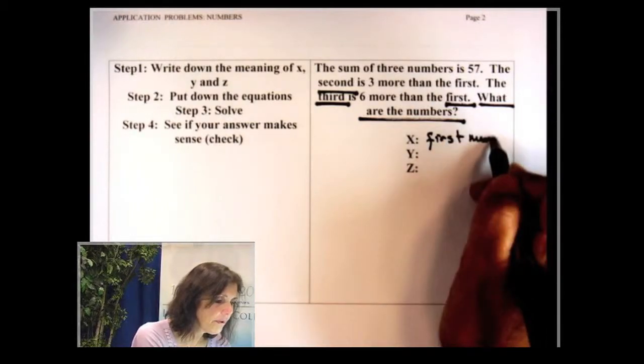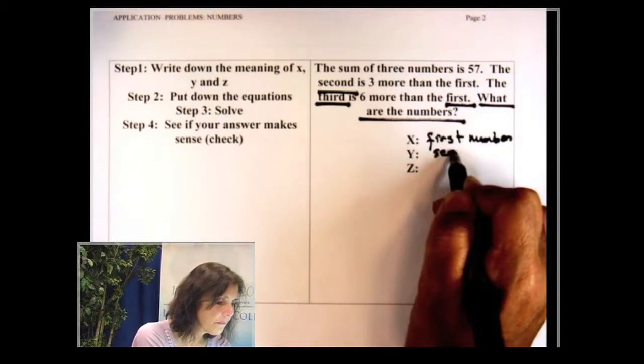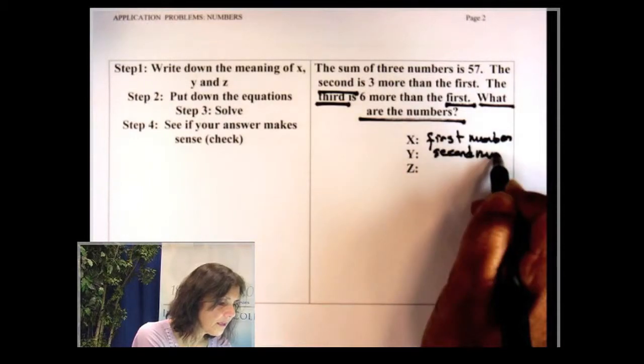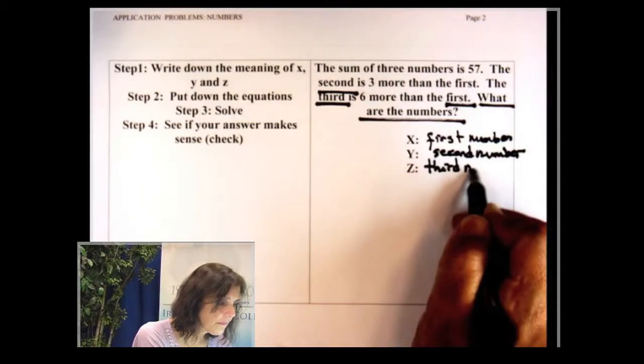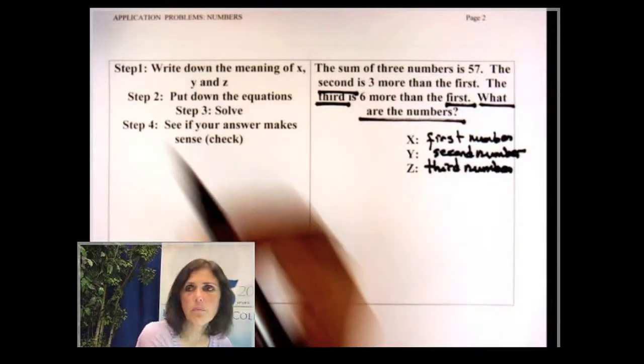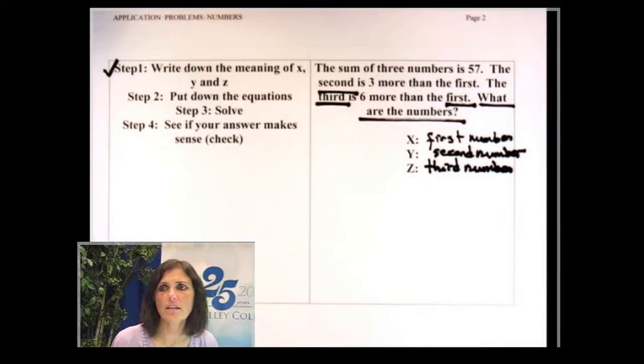Y is second number. Z is third number. So I'm done with step 1. Write down the meaning of X, Y, and Z. Step 2, put down the equations. Now I need to go and kind of look at things a little bit.